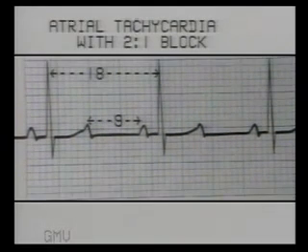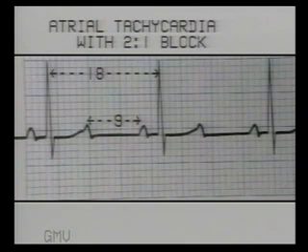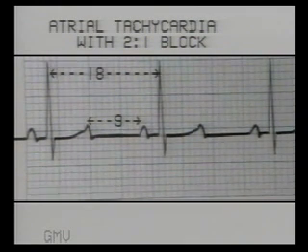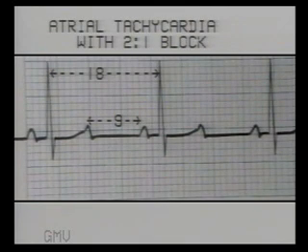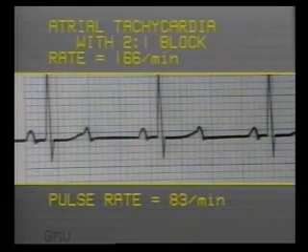In this case, we must count the atrial rate separately as 1500 divided by the number of small squares between two P waves, and ventricular rate separately as 1500 divided by the number of small squares between two R waves. The atrial rate here is 166 per minute, indicating supraventricular tachycardia, and ventricular rate is 83 per minute, indicating 2-to-1 block. That is, in a 2-to-1 block, ventricular rate is exactly half the atrial rate.